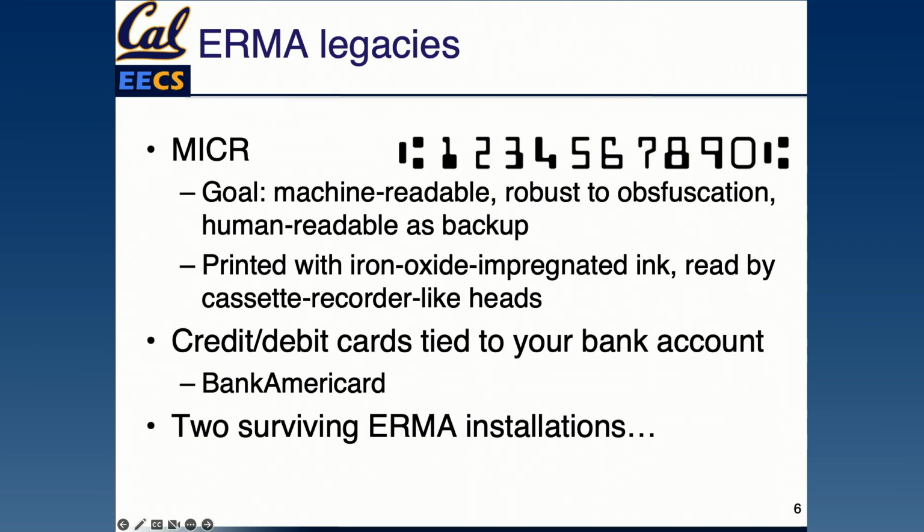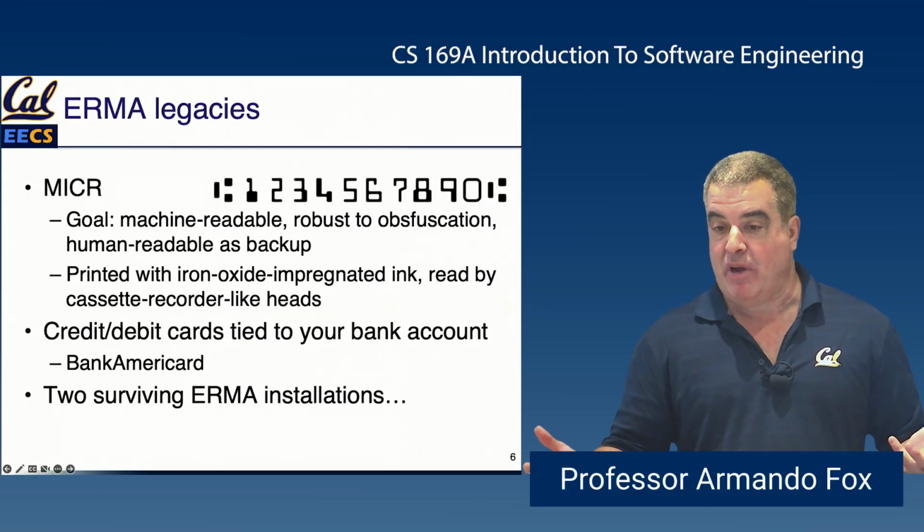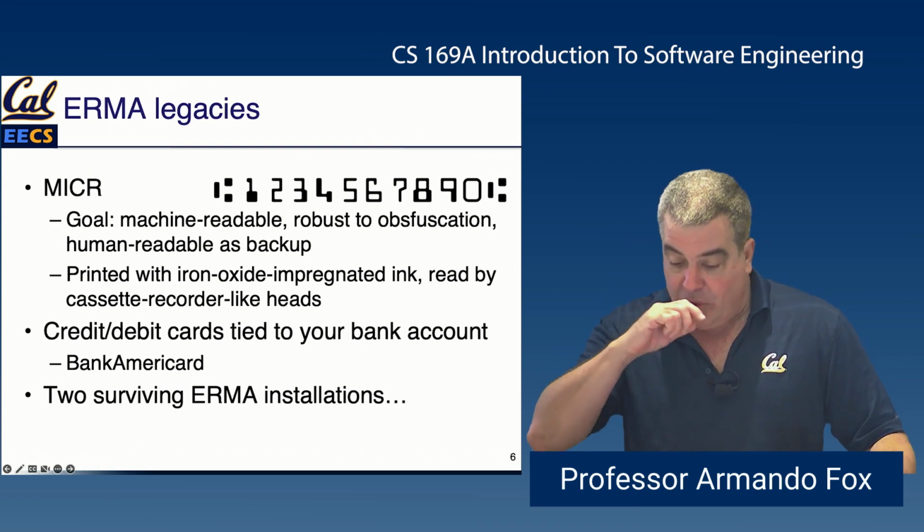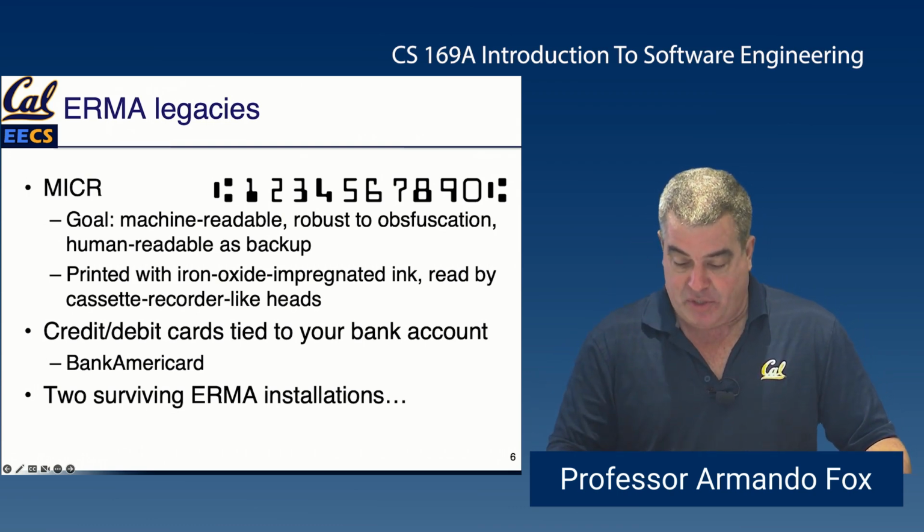So the invention of that font and the technology to read it was one of the things that allowed the machine to automate a lot of aspects of check processing that previously had to be done manually. This also pioneered the idea of a credit or debit card that was linked to your bank account. And basically information about your transactions could be received by the bank almost in real time, certainly within a day. There are really only two surviving installations of this.